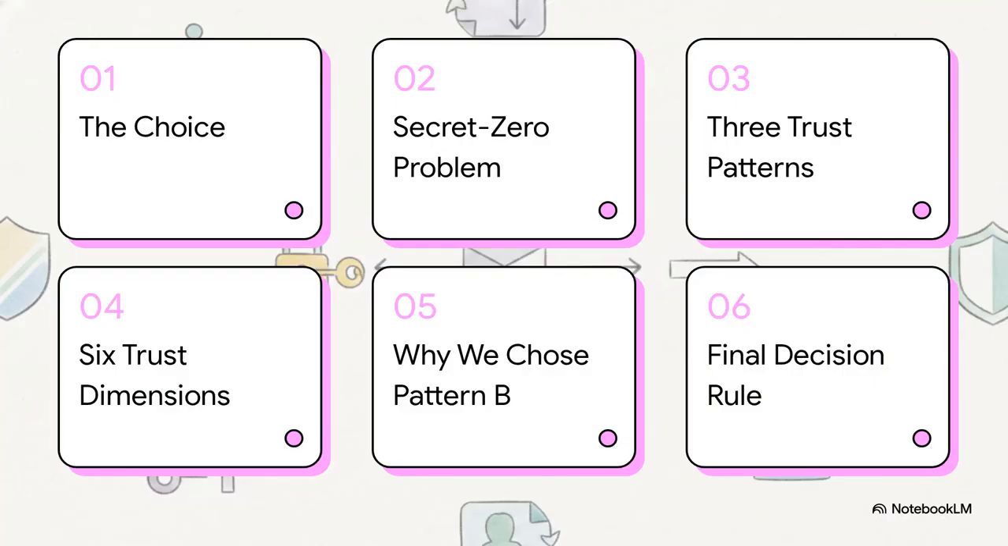Here's our agenda for today: the choice, the secret zero problem, 3 trust patterns, 6 dimensions of trust, why we chose pattern B, and finally, the final decision rule.